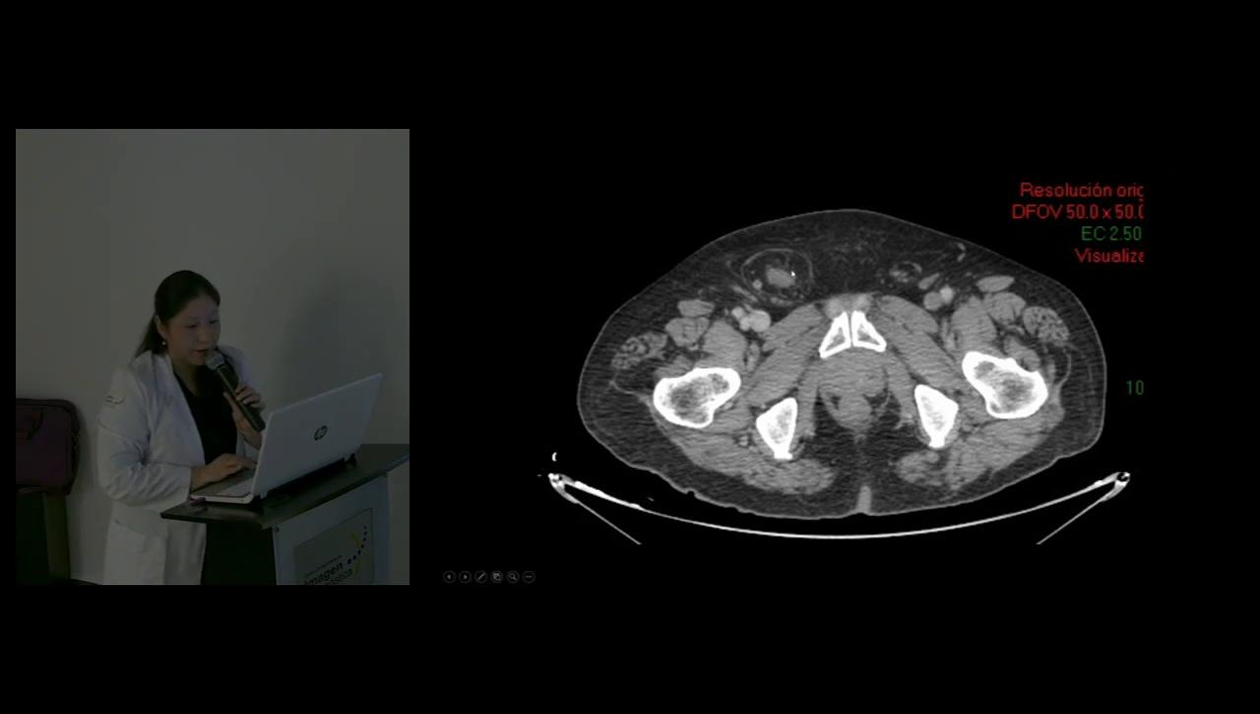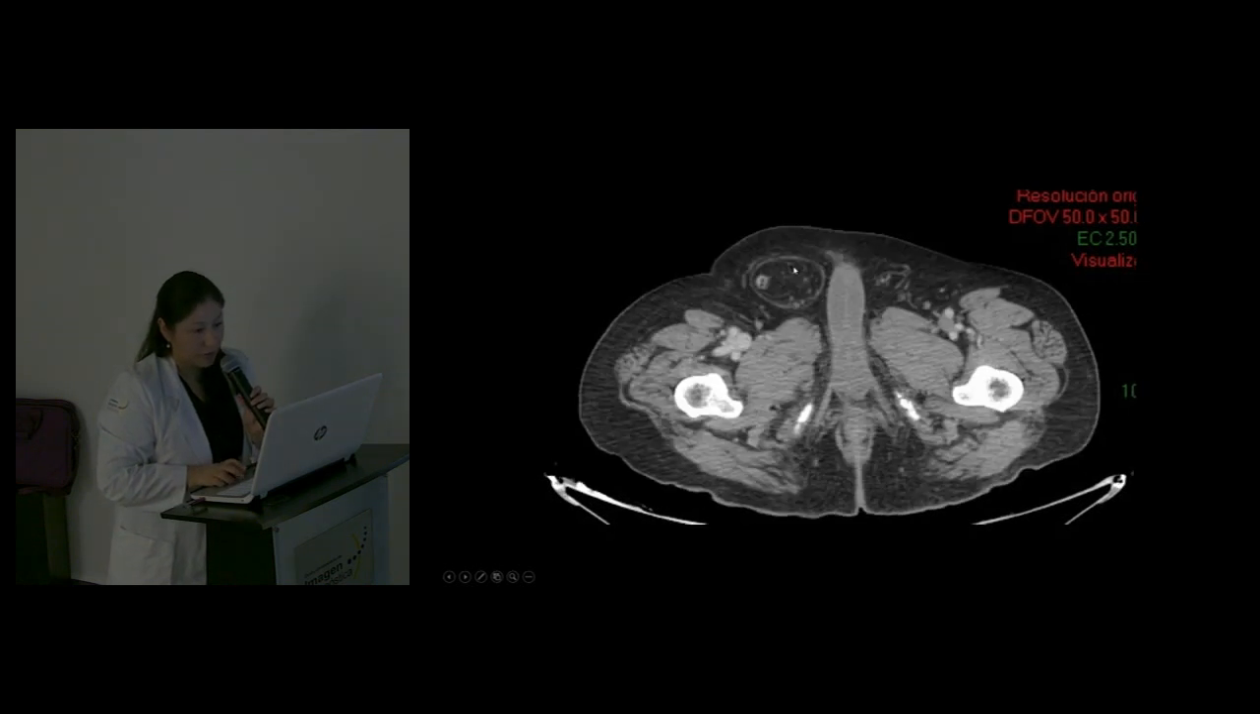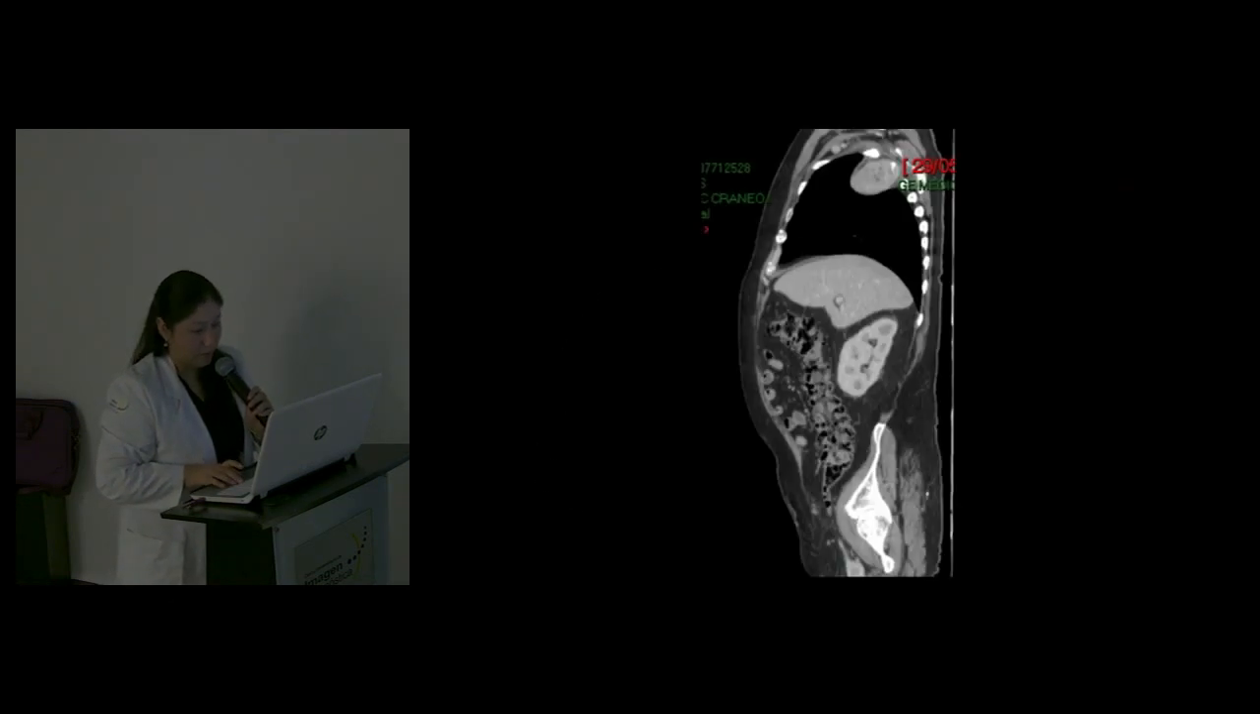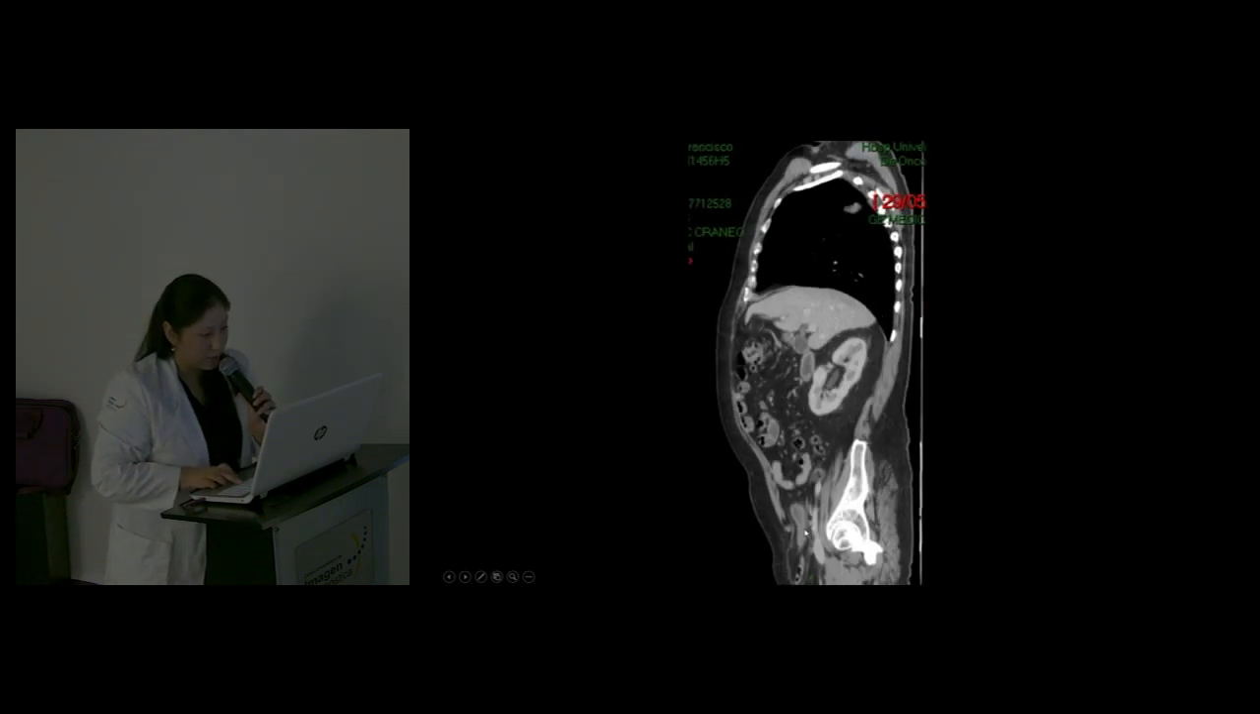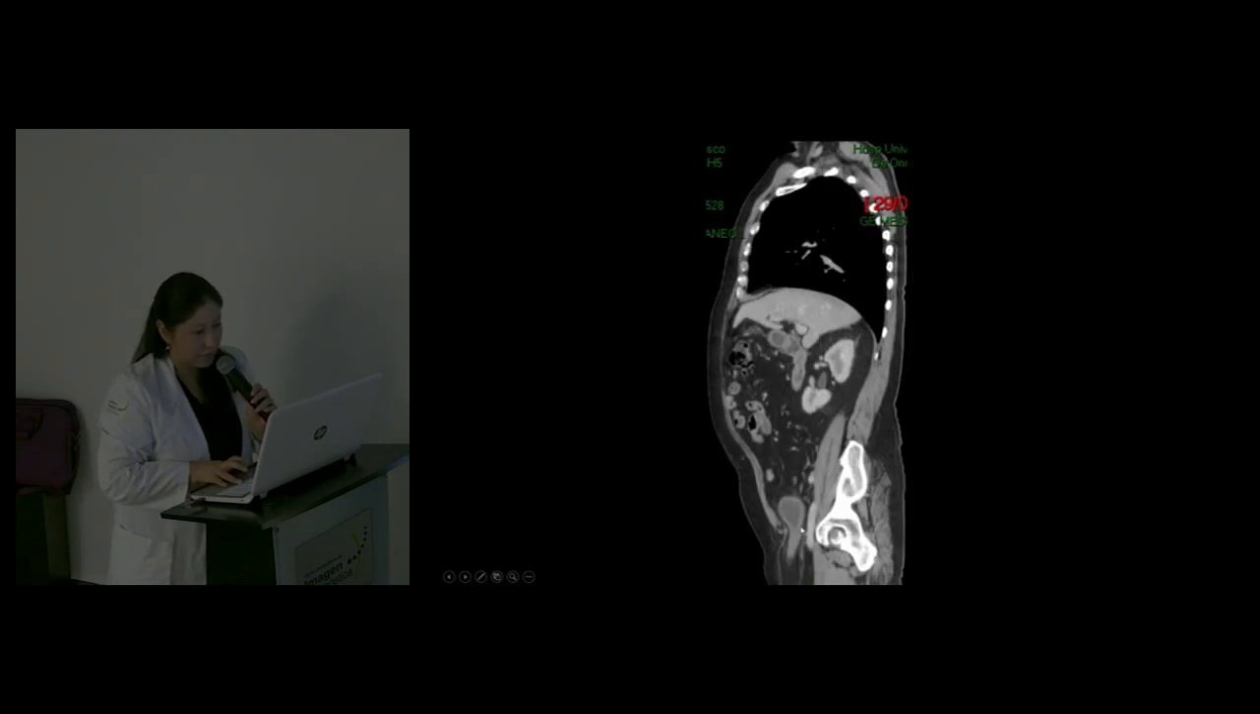We can see a right inguinal hernia of bladder and appendicular content. No effacement is observed, nor complication data at the time of this study. This is a sagittal view. As we can see, the hernial sac with the appendicular content. In these slides, we can observe the bladder content.